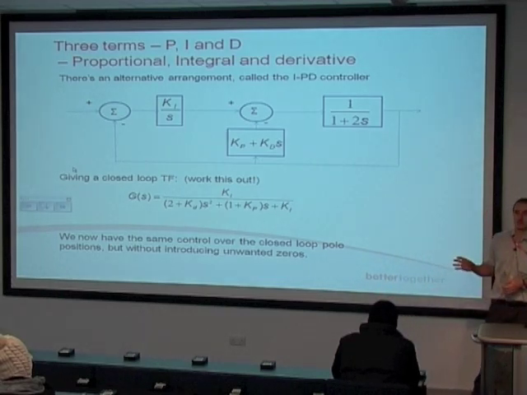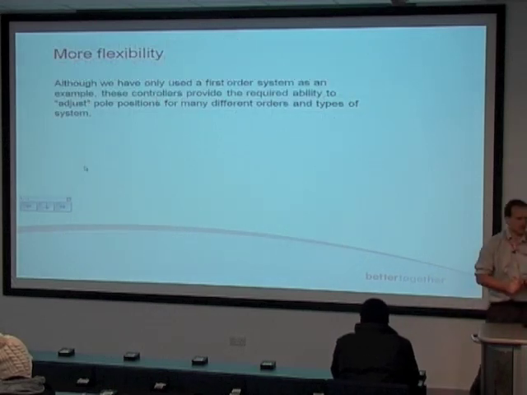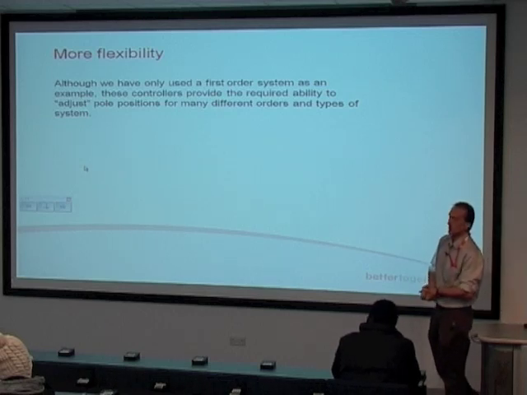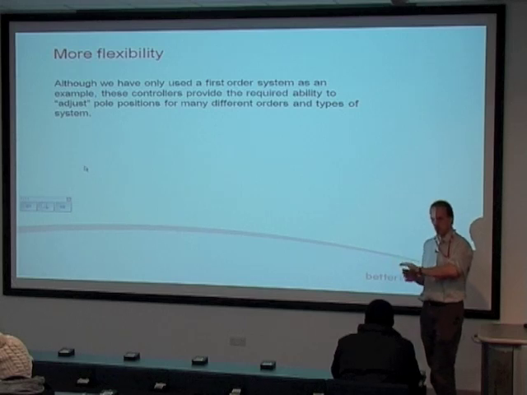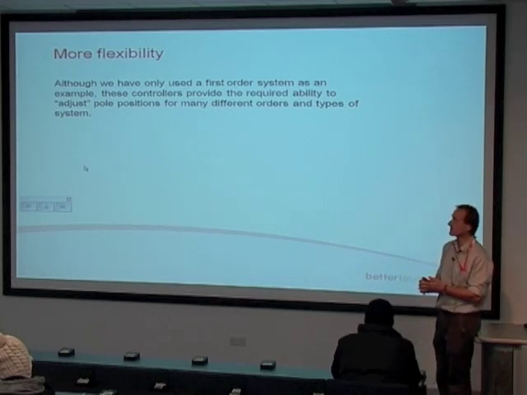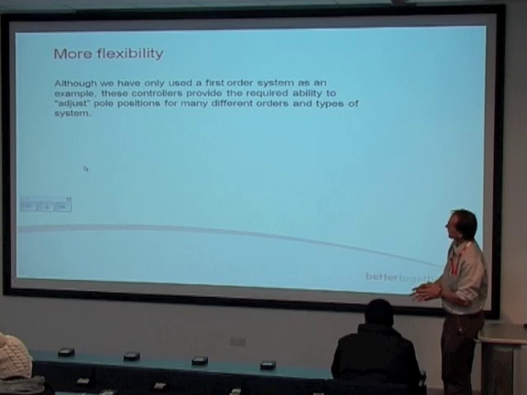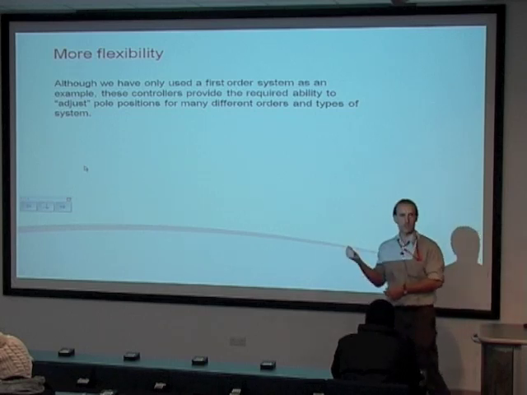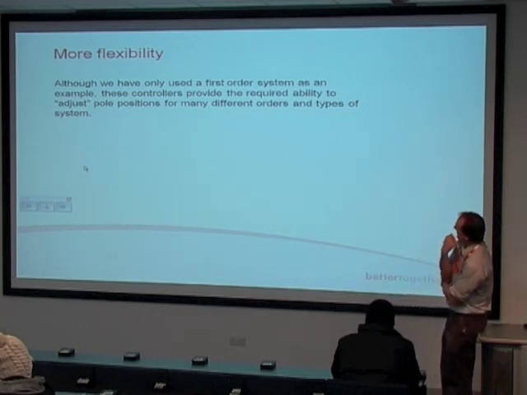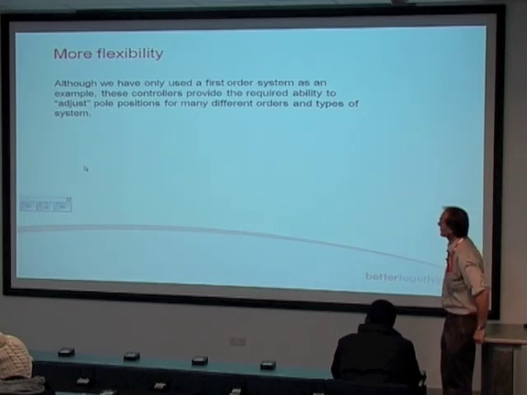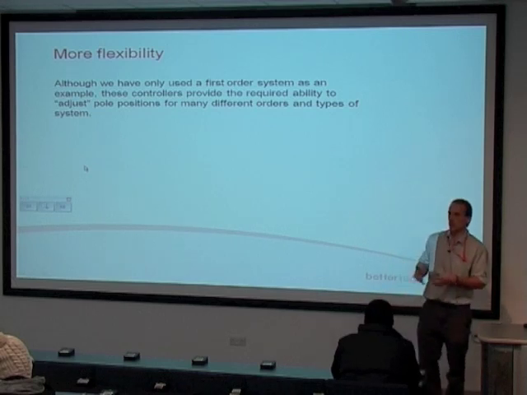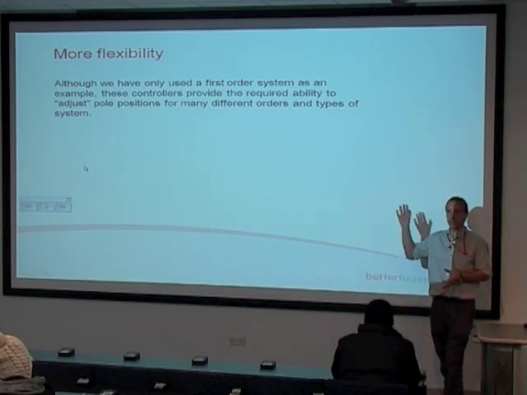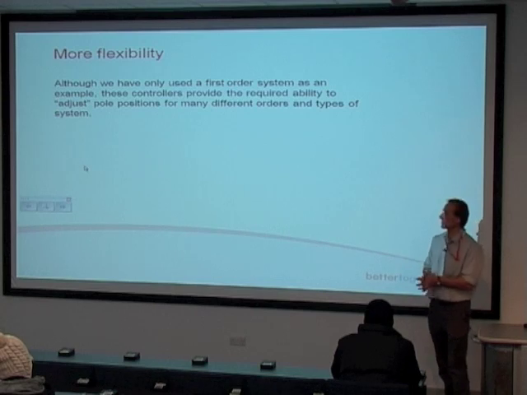But we're not going to do that. What we're going to do instead is find out how to adjust the pole positions and take advantage of this variability we've got in the transfer function. We've only used a first order system for this example, but these controllers provide the ability to adjust pole positions for much more complicated systems. You can go through exactly the same process.